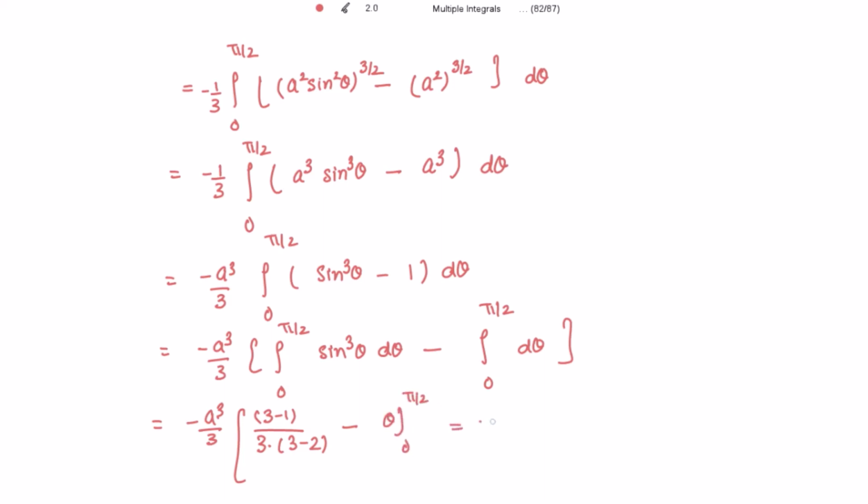So this is equal to negative a cube over 3, and this is 3 minus 1, that is 2 over 3, 3 minus 2 is 1, minus this is pi by 2 simply. And then this is equal to a cube over 3. Just take the negative sign inside, you get pi by 2 minus 2 by 3. This is your required answer. Thank you.